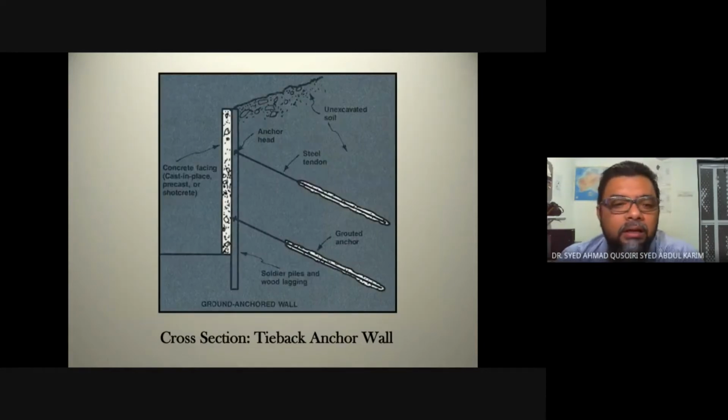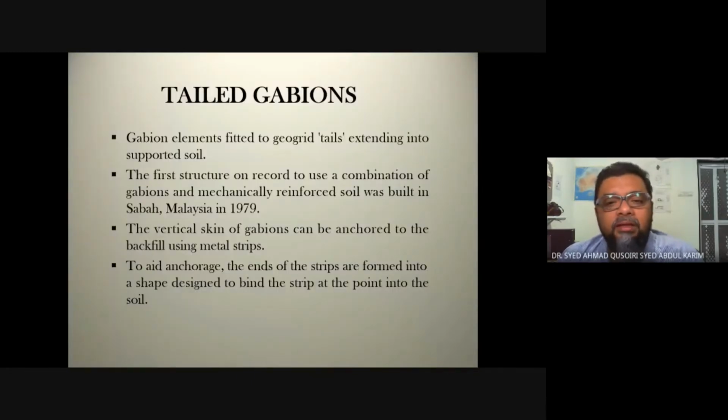Okay, another diagram you can see. This is soldier pile or wood lagging. This is an old type of retaining wall. Then they use tieback to further strengthen this retaining wall, and then they put in the finishing. This is not required, just to make things look a bit better. And then the second type is the tail gabions.